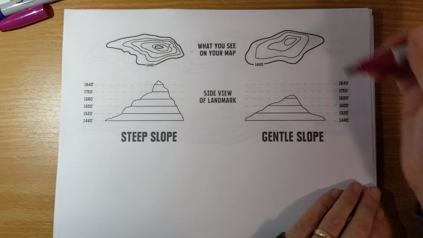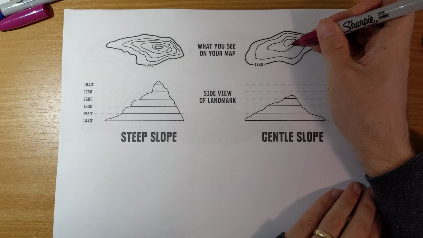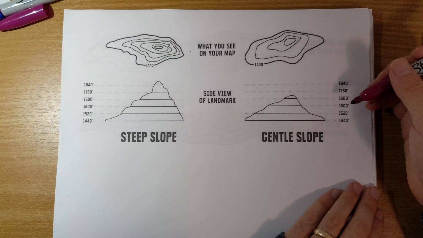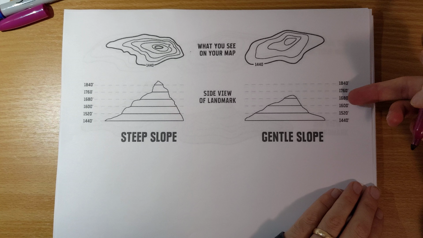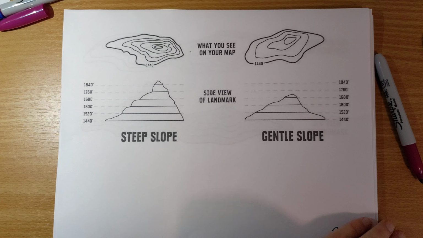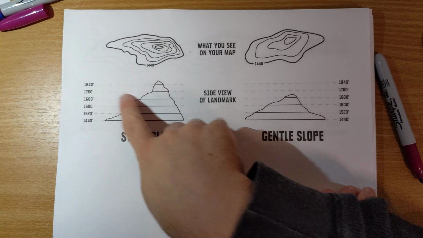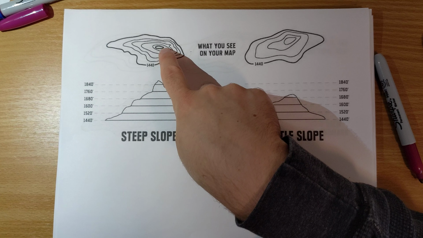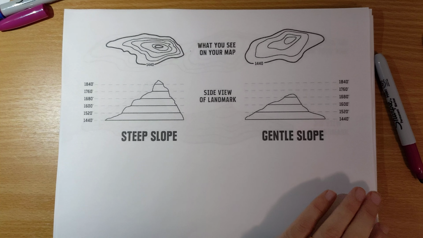Walking along that curve, you're at 1600. Walking right there, you're at 1680. At the top of the mountain, you're somewhere between 1680 and 1760 feet above sea level. And this one over here tops out at over 1840 feet right there.